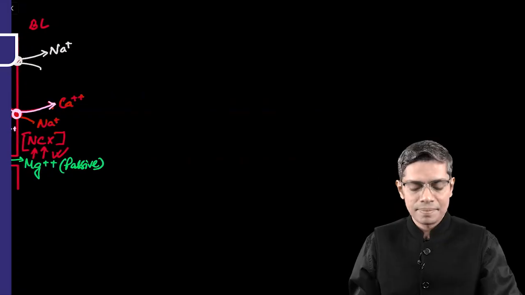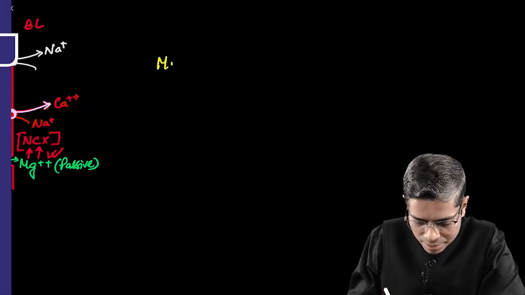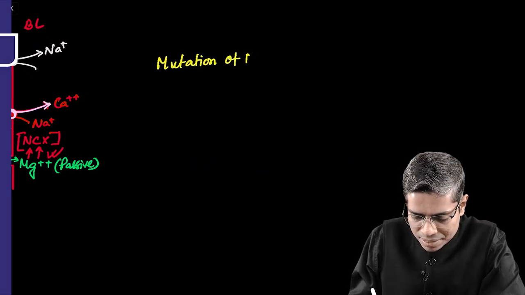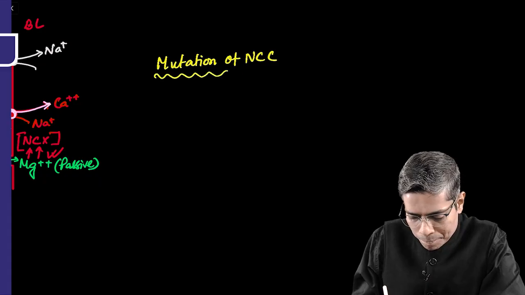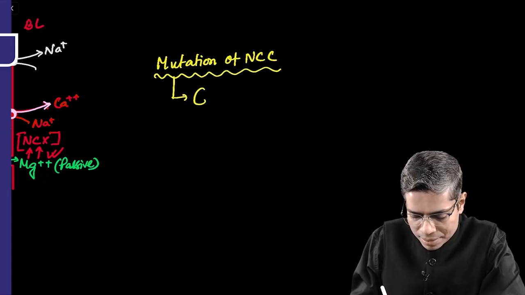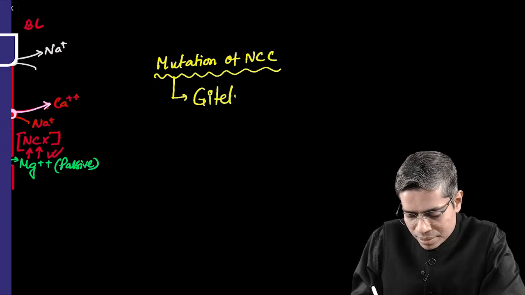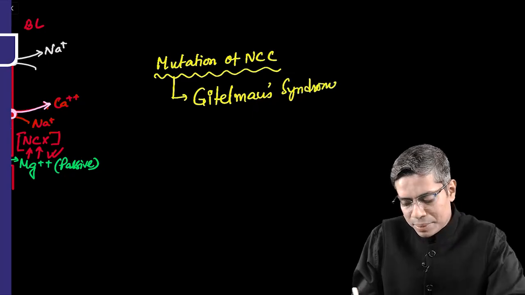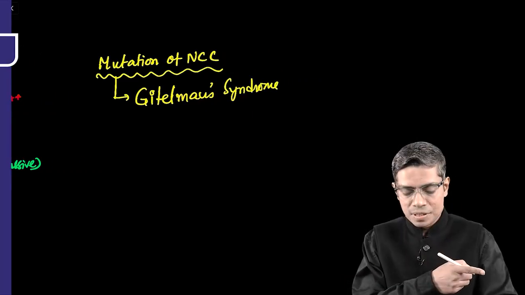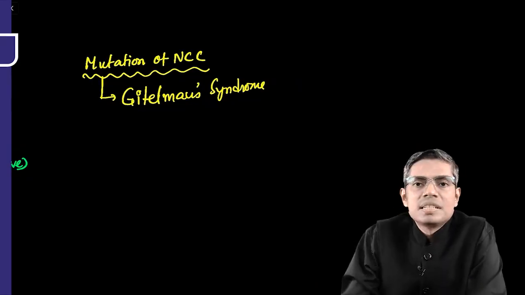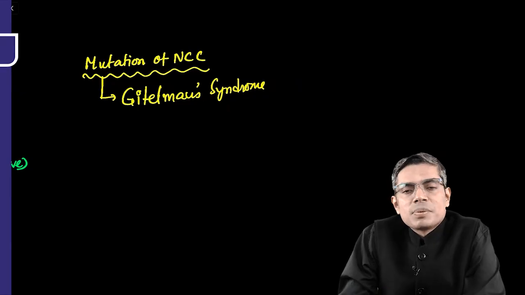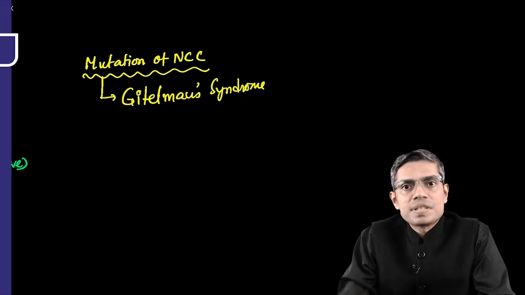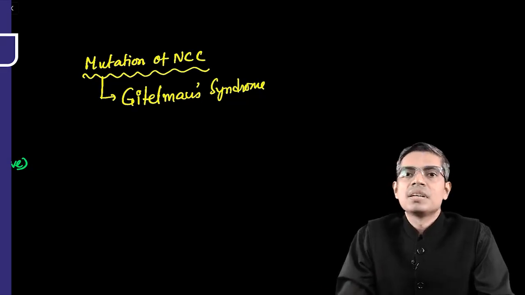If this NCC is mutated, the disease is known as Gitelman's syndrome. I hope all of you know. So whenever a person is suffering from Bartter syndrome, which we discussed in the TAL segment, or this Gitelman syndrome, sodium reabsorption is not possible from the lumen or the urine. So these are the salt wasting diseases. Salt is wasted in the urine.